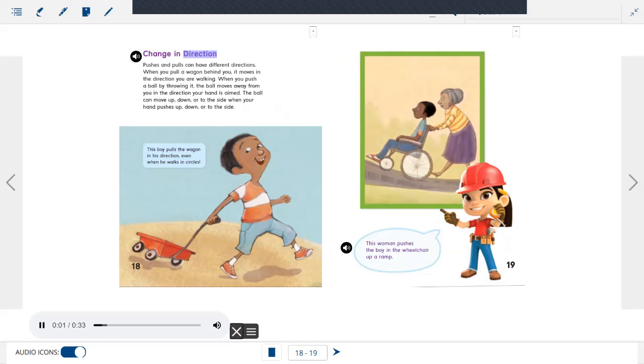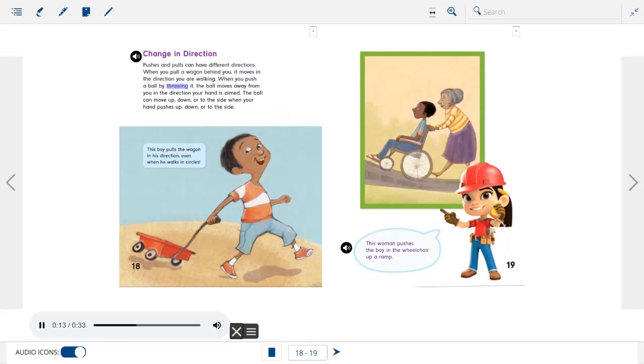Change in direction. Pushes and pulls can have different directions. When you pull a wagon behind you, it moves in the direction you're walking. When you push a ball by throwing it, the ball moves away from you in the direction your hand is aimed. The ball can move up, down, or to the side when your hand pushes up, down, or to the side. This boy pulls the wagon in his direction, even when he walks in circles.